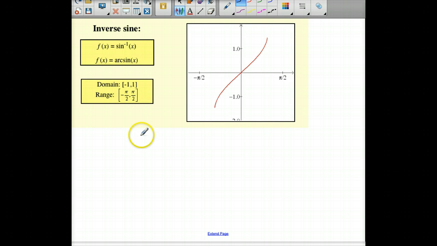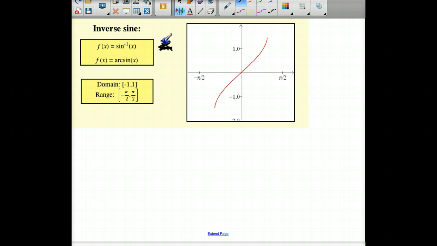So here's the inverse sine. We're going from -1 to 1. That's what they've decided to restrict the domain to. And this notation, sine to the -1 power, is called the inverse sine. It does not mean 1 over sine, which is normally what we use for a negative exponent. So inverse sine does not equal 1 over sine. That is totally different.